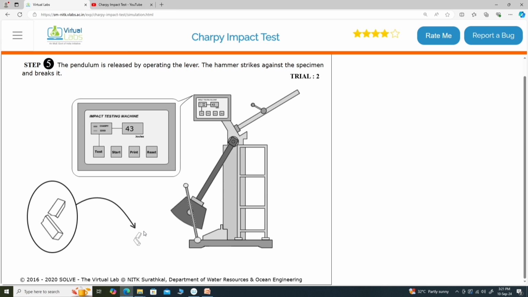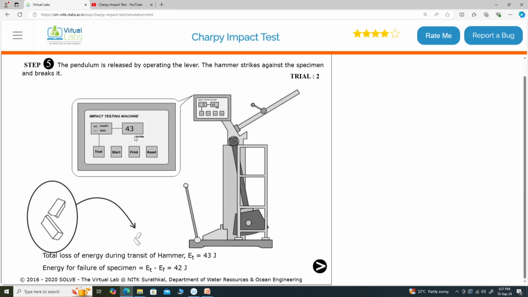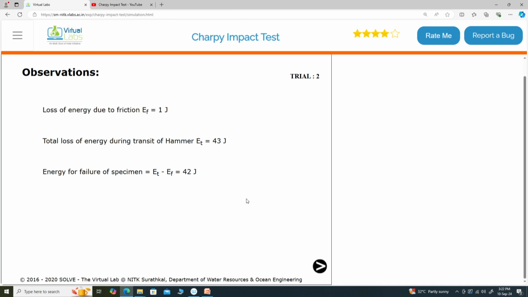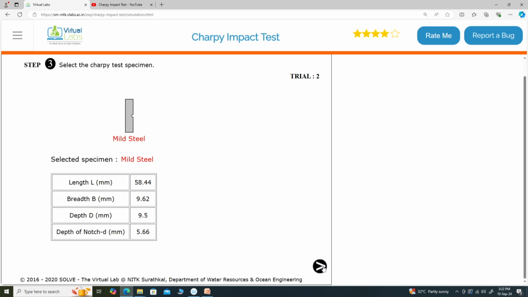The specimen is broken and it is showing that the energy lost is 43 joules. That is the total loss of energy during transit of hammer, ET equal to 43 joules. The energy of failure of the specimen is ET minus EF. EF was 1 joule, so 43 minus 1 is 42 joules. In the second trial, let us first see the calculations. How do we get 42 joules? So this is the second trial result.